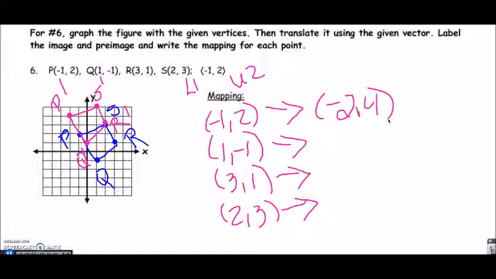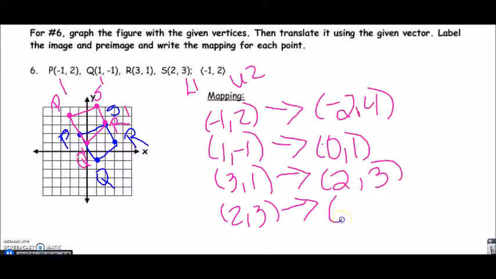It doesn't matter. For your new Q, you're going to be (0, 1). For your new R, you're going to be (2, 3). And for your new S, you're going to be (1, 5). So make sure that you include the mapping that we're talking about right here.